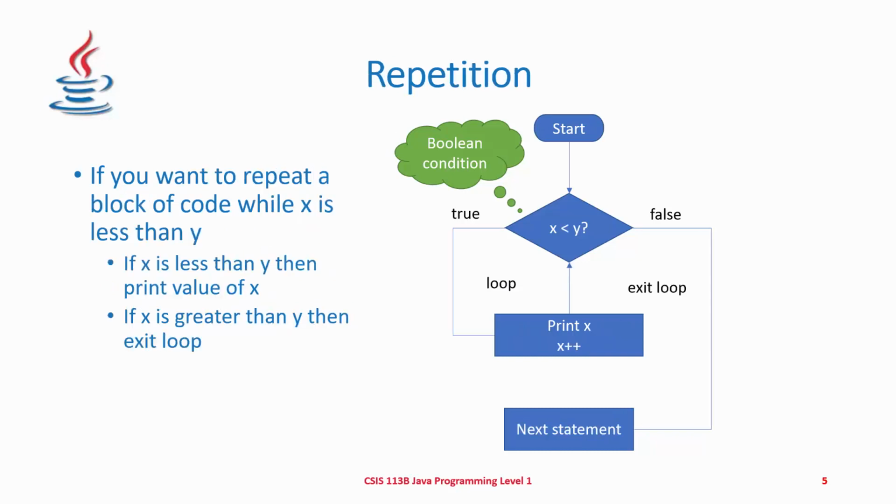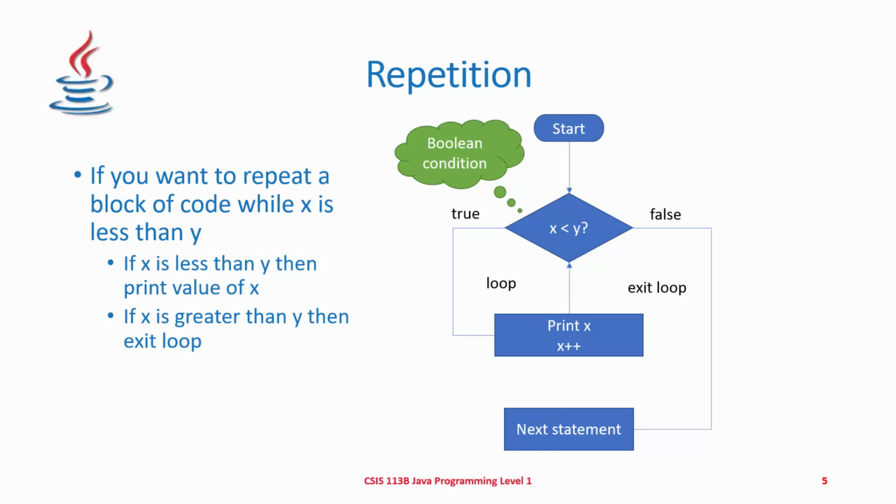Whereas in repetition, as we said before, we want to repeat basically a block of code. In this case, while x is less than y. So as long as x is less than y, then we're going to print the value of x. And when x becomes greater than y, then we'll just exit the loop.